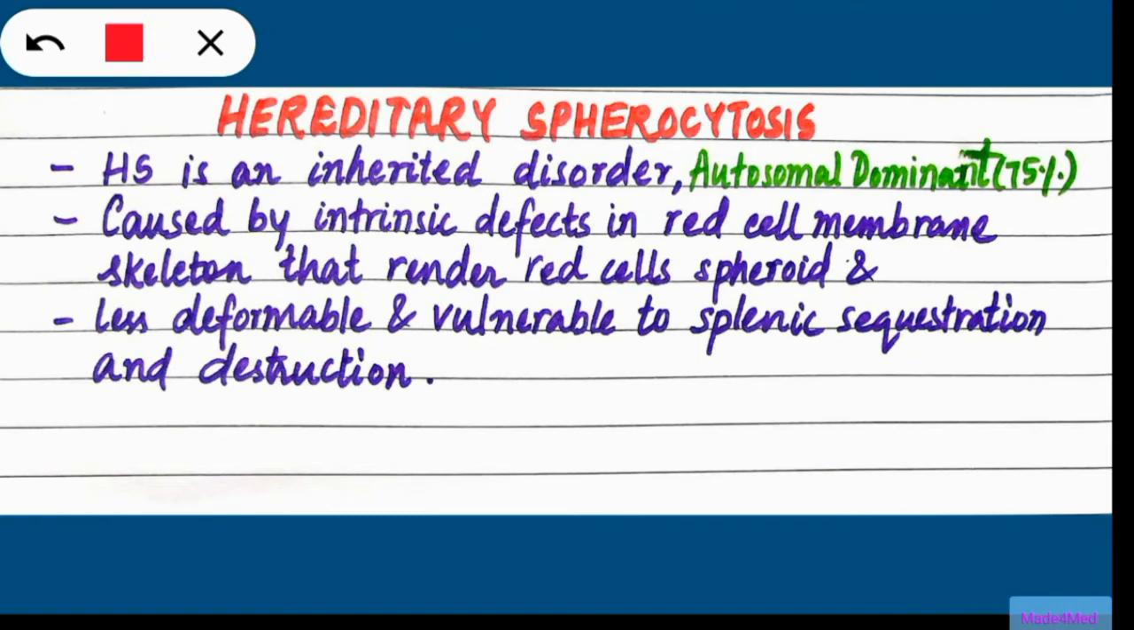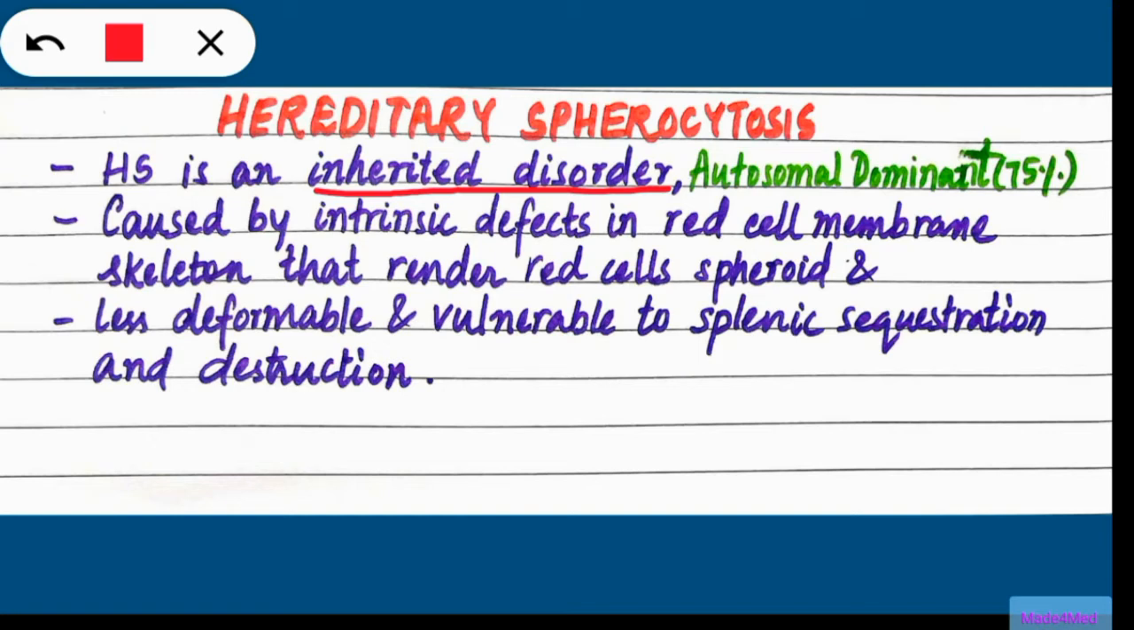So we'll start with the introduction of hereditary spherocytosis. You can also take it as a definition. We'll break it down into three main points. First, hereditary spherocytosis is an inherited disorder and it follows an autosomal dominant pattern mostly. So it is inherited mainly by the autosomes, and a dominant allele must be present for its expression.